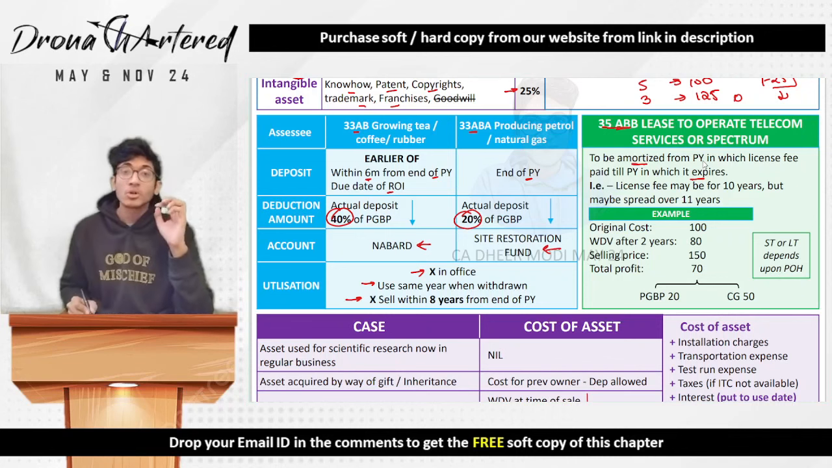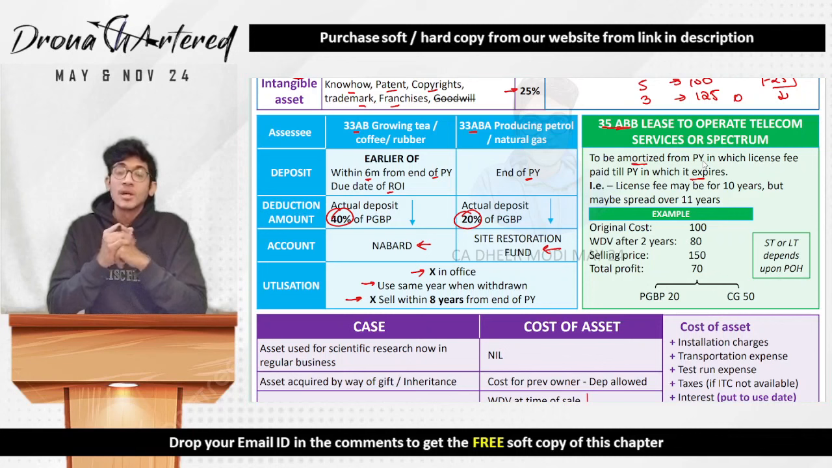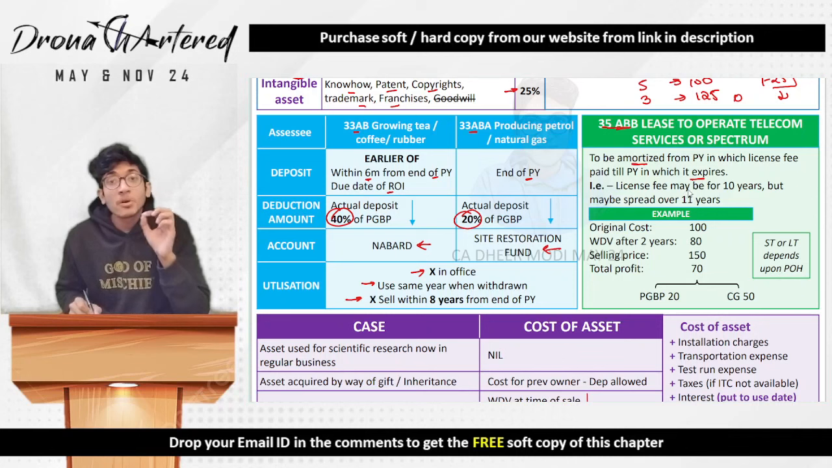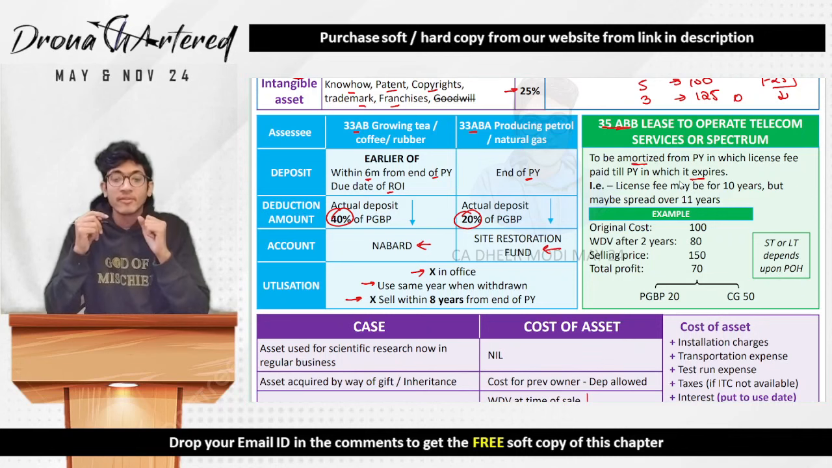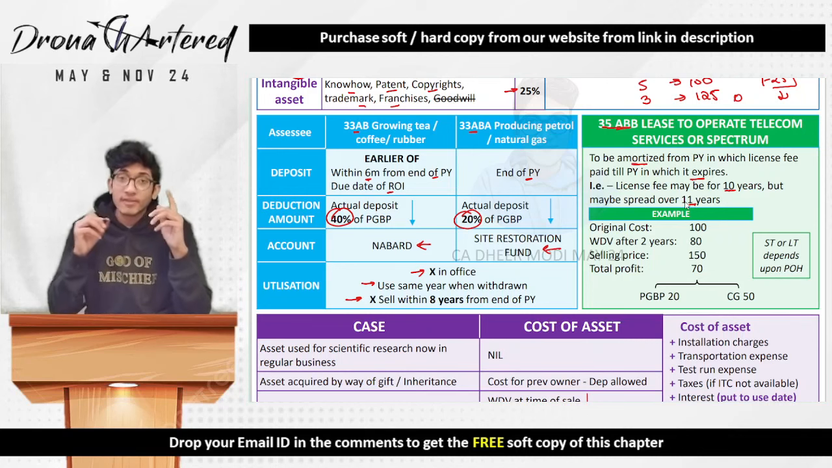So what you have to remember is, for example, if you paid it in June 2024, and say this is a 10-year lease, it will expire in June 2034. Now the period is 10 years, but the number of previous years, if you calculate, will be 11. So the license fee may be for 10 years, but it has to be spread over 11 years, because there are 11 previous years, 11 financial years coming in this period.